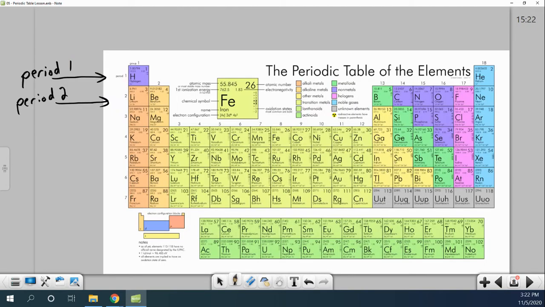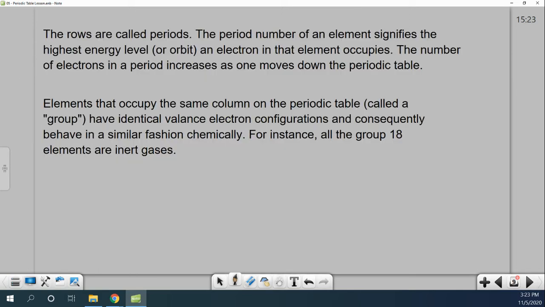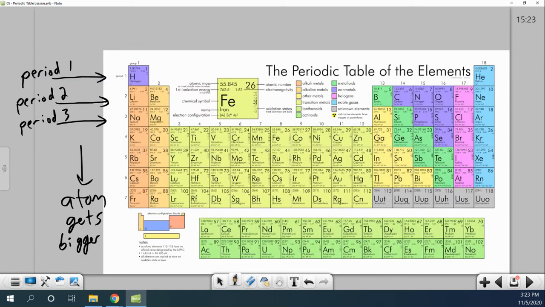So if you think about it, anything in period 1 has fewer electrons than stuff in period 2, which has fewer electrons than stuff in period 3, because they're increasing the number of orbits. If you guys remember your Bohr diagram stuff, you remember that, oh yeah, that's how many shells you've got, how many orbits, how many circles around that I can put electrons in. So that's what the period number tells us, how big the electron cloud is. As I go down, my atom gets bigger because I'm increasing shells, I'm increasing distance from the nucleus, I'm making things bigger and bigger and bigger. Elements that occupy the same column on the periodic table, which is called a group.